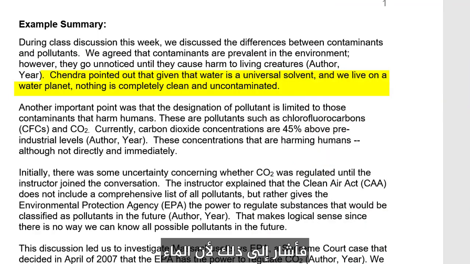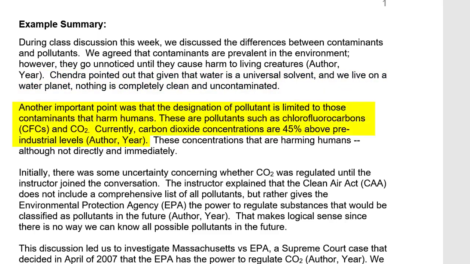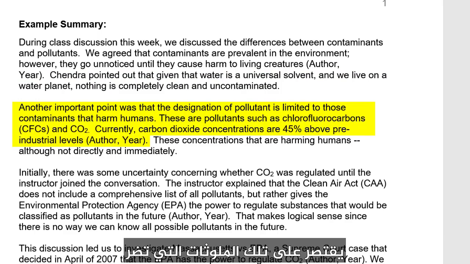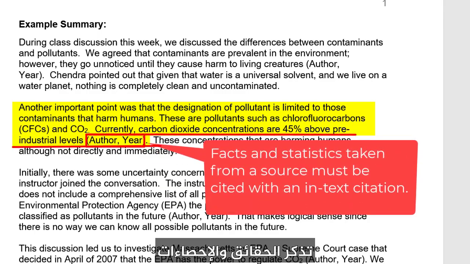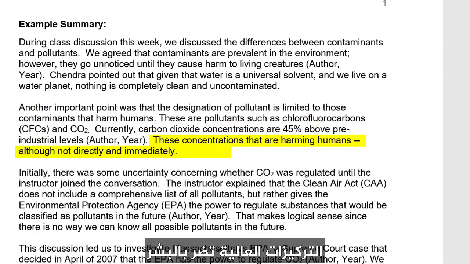Shindra pointed out that because water is a universal solvent, and we live on a water planet, nothing is completely clean and uncontaminated. Another important point was that the designation of pollutant is limited to those contaminants that harm humans. These are pollutants such as chlorofluorocarbons, CFCs, and CO2. Currently, carbon dioxide concentrations are 45% above pre-industrial levels. Remember, facts and statistics taken from a specific source must be cited. These high concentrations are harming humans, although not directly and immediately.